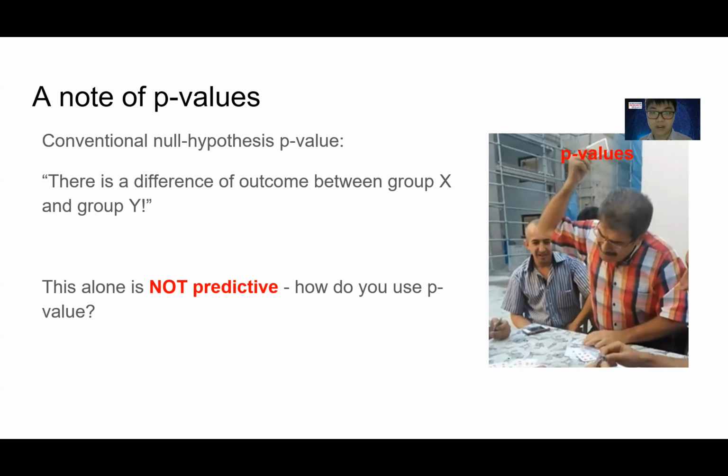P-values are very, very useful. They're very, very good for finding useful features. When I say features, I mean the variables we're looking at. But p-values alone are not predictive. And machine learning instead does something slightly different.